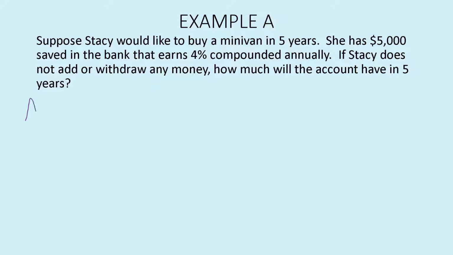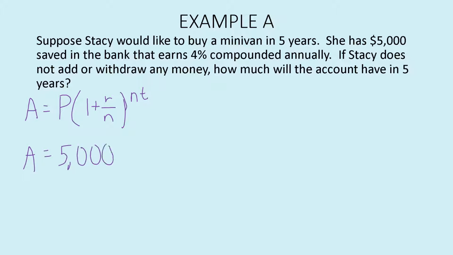So we have our formula, A equals P times the quantity 1 plus R over N to the N times T power. So we start out with 5,000, so that's going to be our P. We have our constant of 1, and then we have 4%. So if we change that into a decimal, move the decimal over 2 places, we would have 0.04 divided by N, which is the number of times. And since it is compounded annually, that is once per year. So that would just be a 1 there and a 1 there.